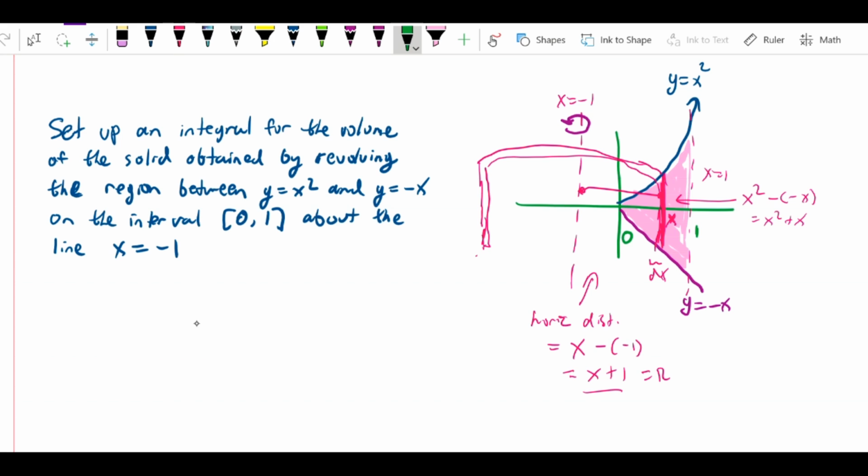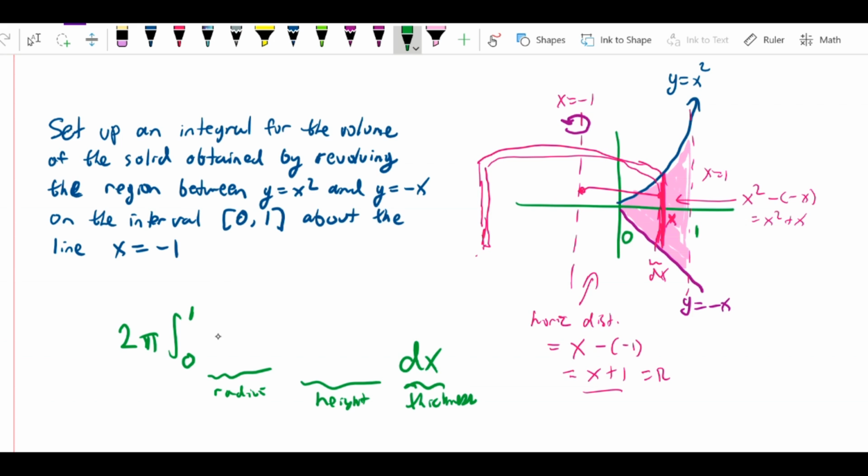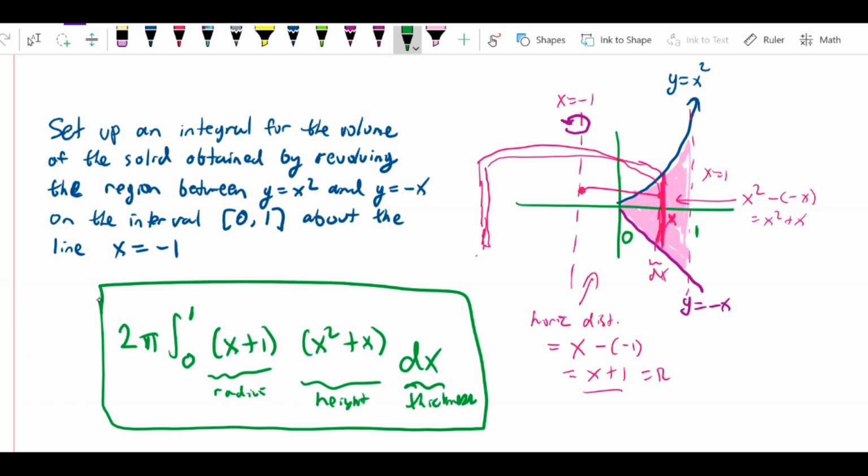So the expression for the volume of a shell is just going to be x plus 1. Actually, remember what we do. Let me back up. We form 2 pi times the integral. We know it's going to be from 0 to 1. We're going to have radius, height, and dx for thickness. So the expression that gives the radius is now x plus 1, and the height is going to be x squared plus x. So that's the correct setup for this integral.